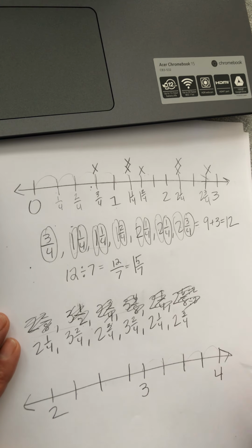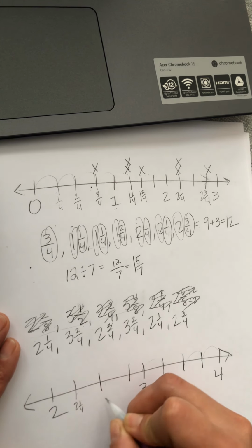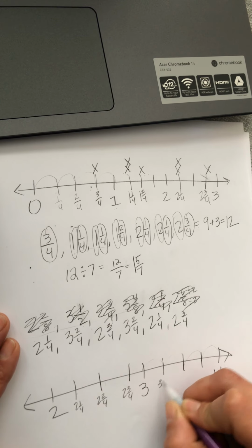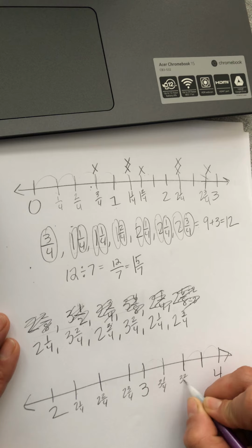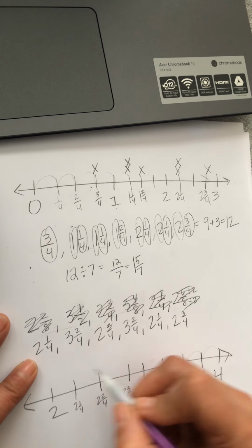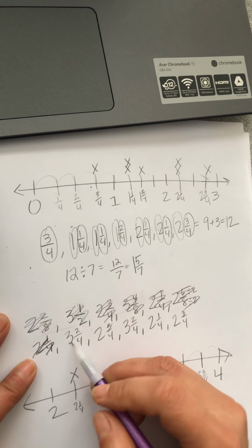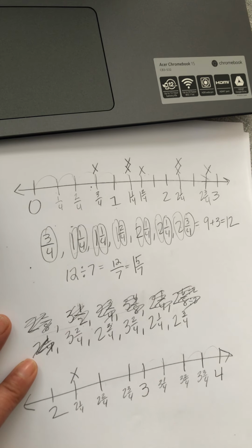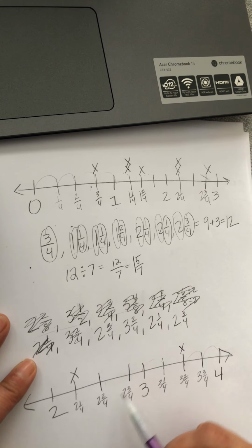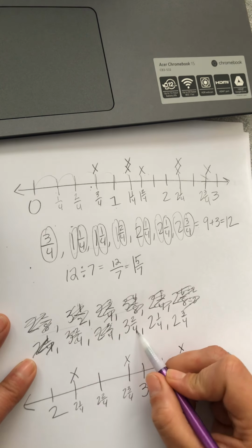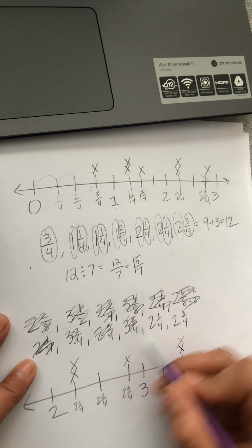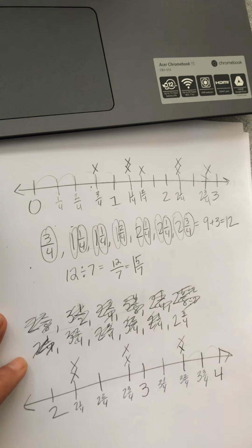1, 2, 3, 4. Okay, so this is 2 and 1/4, 2 and 2/4, 2 and 3/4, 3 and 1/4, 3 and 2/4, 3 and 3/4. So this one goes here. Excuse me. This one goes here. This one goes here. This one goes here. This one goes here. And this one goes here, okay?